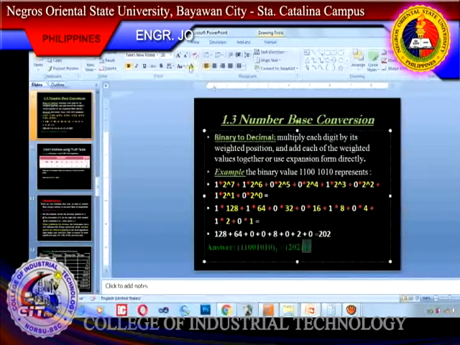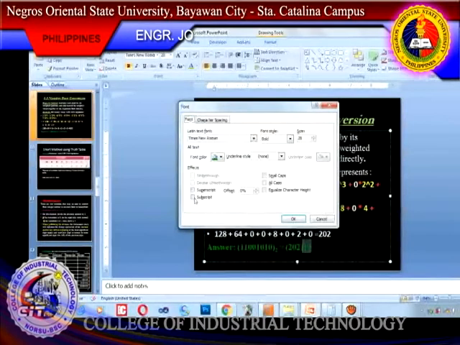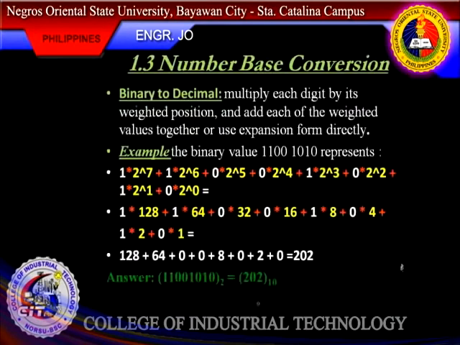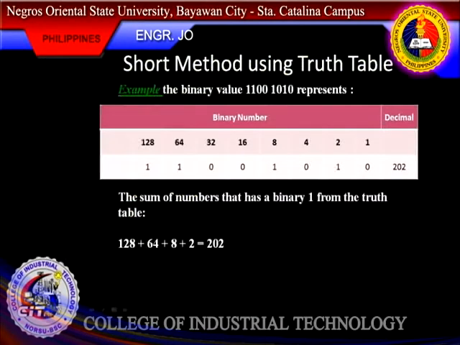And this one is also our subscript. So the answer for the conversion of the binary number system to decimal is: binary 11001010 to the base 2 is always equal to, from our solutions, 202 in the decimal number system. Okay, next is the short method.